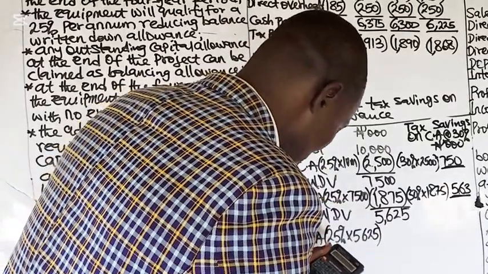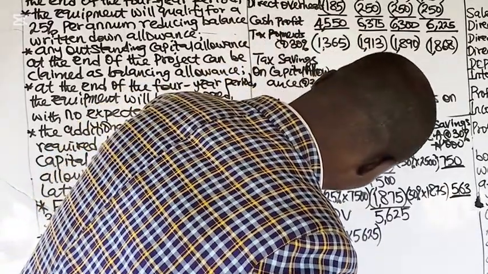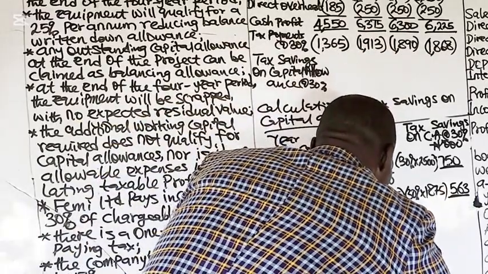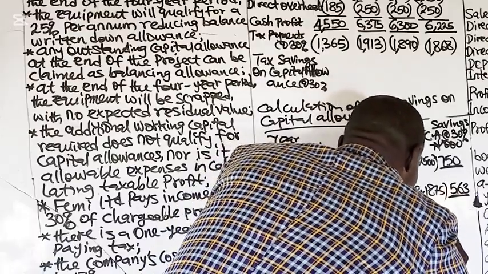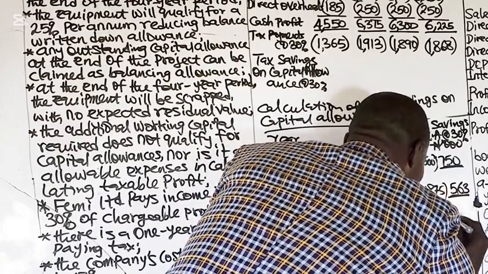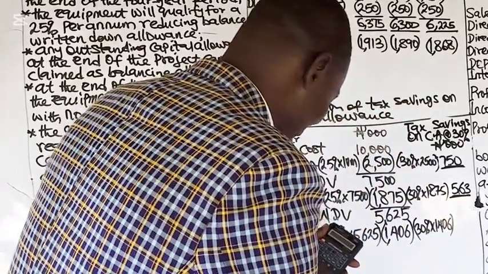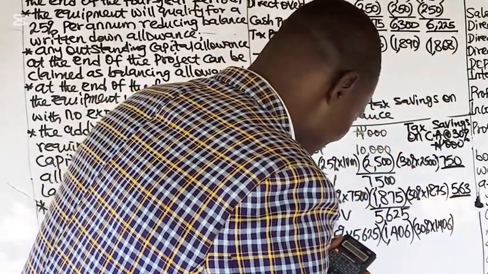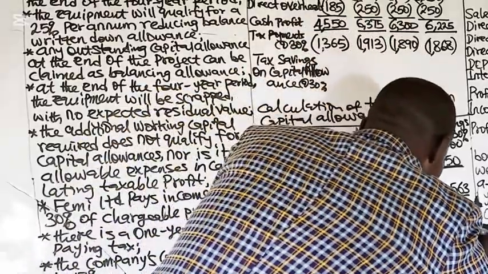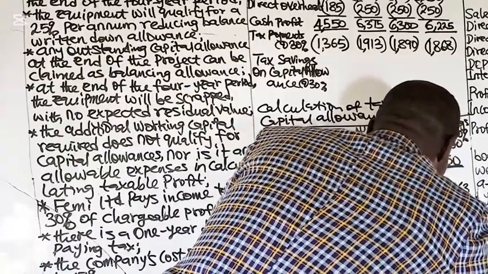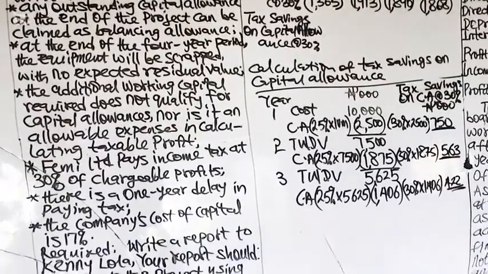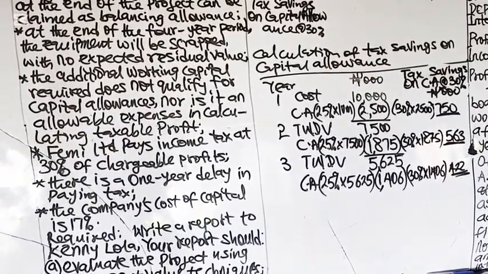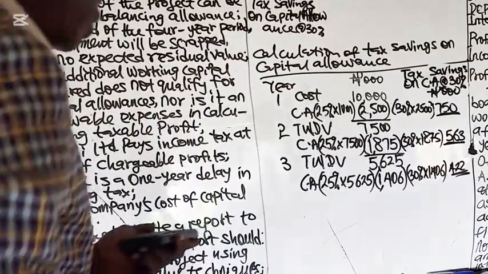25% of that gives us 1,406. If you want to calculate the tax savings, you have 30% of 1,406. So what is 30% of 1,406? That gives us approximately 422. That is the tax savings on capital allowance for the third assessment year, 422.